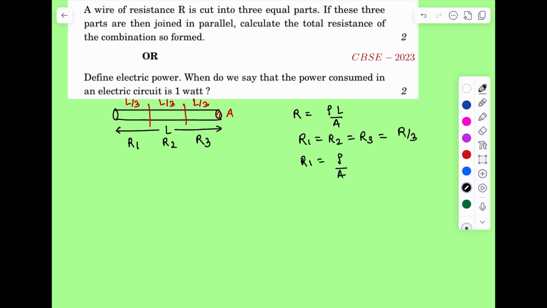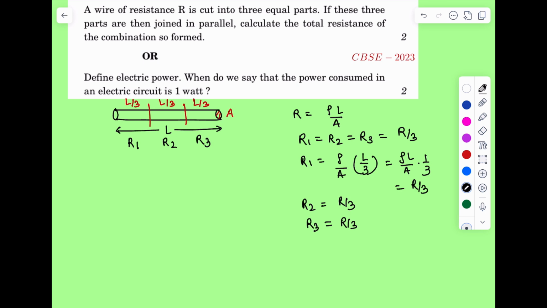because R1 will be equal to rho, area of cross section remains same, and L becomes L by 3, that is equal to rho L by A into 1 by 3, or that is equal to R by 3. Similarly R2 will be equal to R by 3 and R3 will be equal to R by 3.